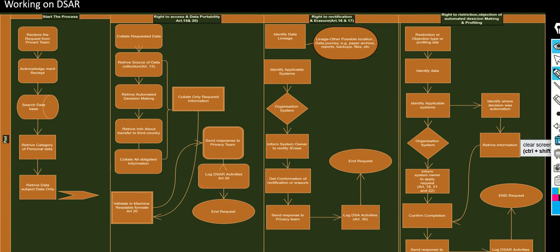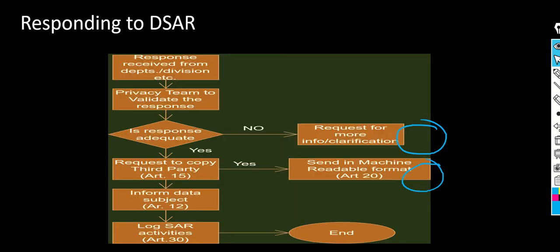The next process would be related to the right to restrict processing, objection to automated decision making, and profiling. In this case also, we are going to follow the same process. We'll search in our organization systems and inform the owner related to the request. When the request is fulfilled, then we will respond to the privacy team, and accordingly the request would be closed. So you have seen this is the process we need to follow while working on the DSAR.